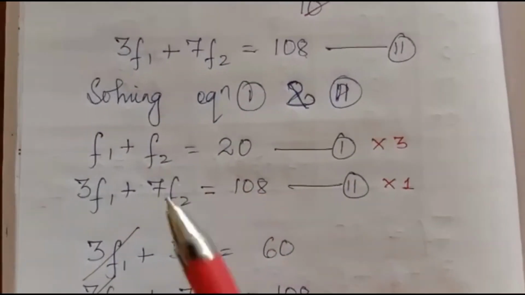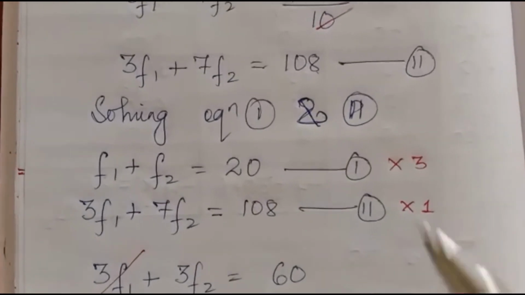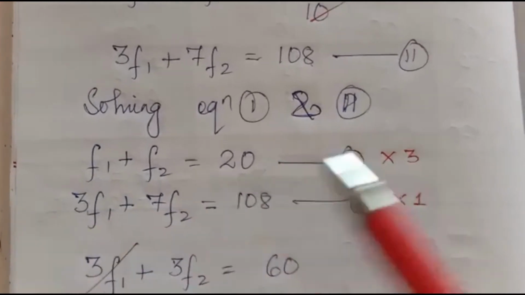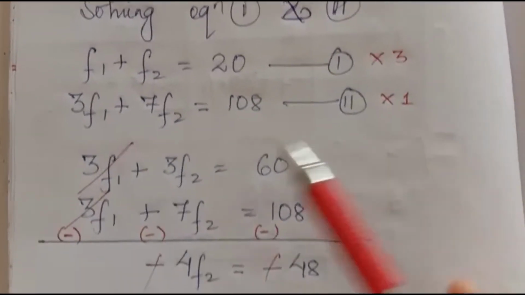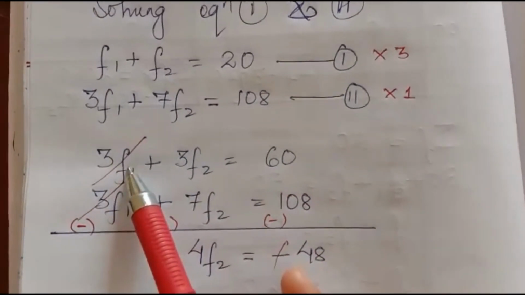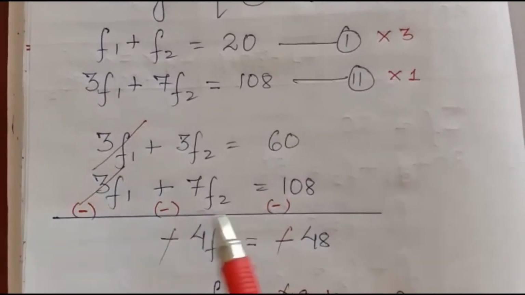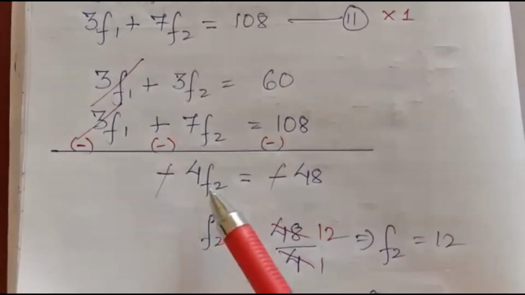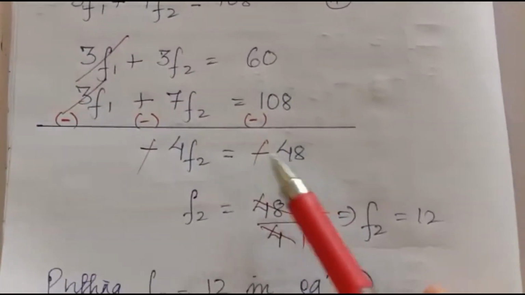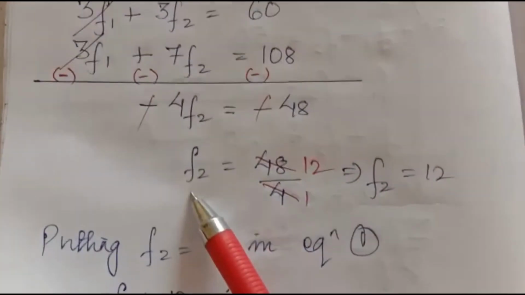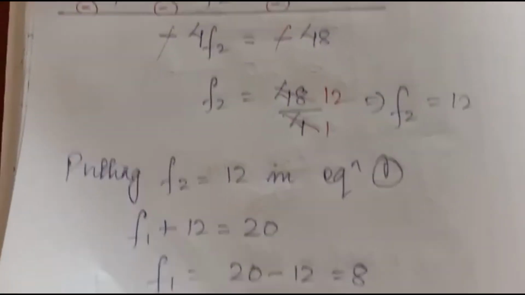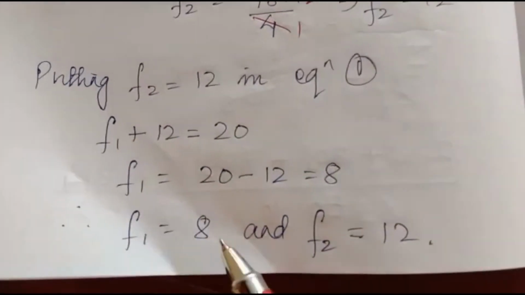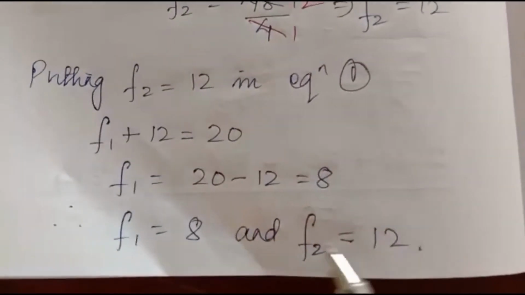When you solve, we have to eliminate one variable, right? So we will eliminate f1. So we have to make it the same. So with this 3 you will multiply equation 1. So when you multiply, 3f1 you will get. So change sign here. It will cancel out. So 3f2 minus 7f2 is minus 4f2 is equal to minus 48. Minus cancels. f2 is equal to 12. So put this value of f2 in equation 1. So you will get f1 is equal to 8. So f1 is 8, f2 is 12.